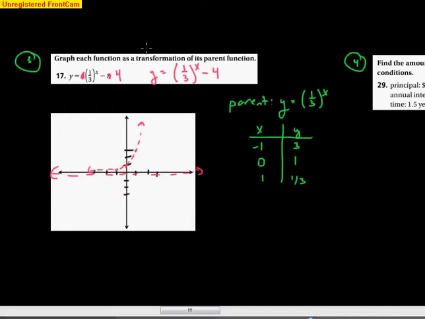And now we have this -4. What does that -4 do? That's a vertical shift, not a stretch or shrink, a shift. That means go down 4. So on my graph, I'm simply going to take everything and shift it down 4. And this includes the asymptote. I shift it down 4. So notice, this asymptote goes down 4. 1, 2, 3, 4.